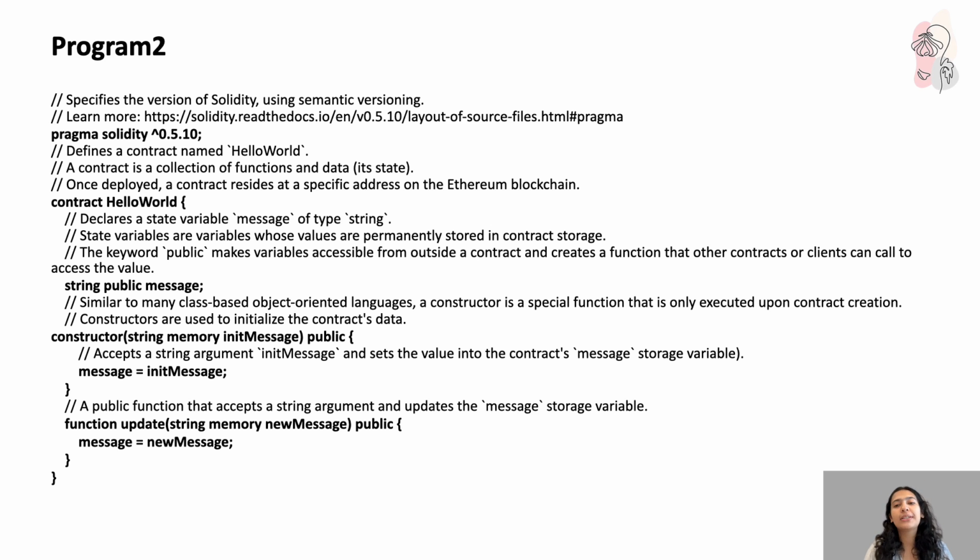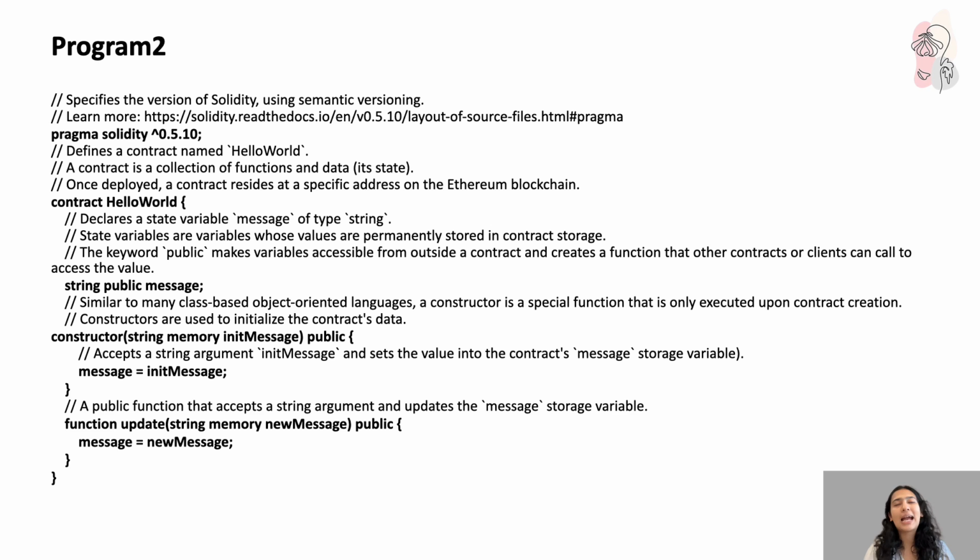So pragma solidity caret 0.5.10. This line again specifies the version of Solidity with which your code will be compatible to compile. The caret symbol means any compiler version that is greater than or equal to 0.5.10 but also lesser than 0.6.0 will compile the code successfully. Then again we have the contract HelloWorld.